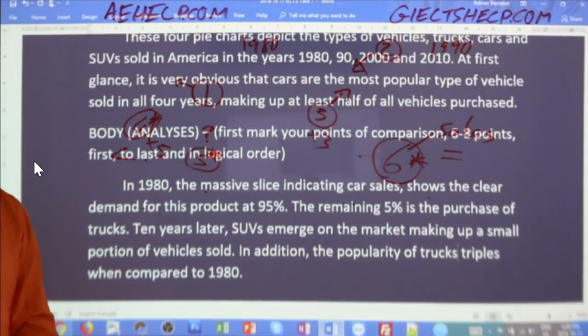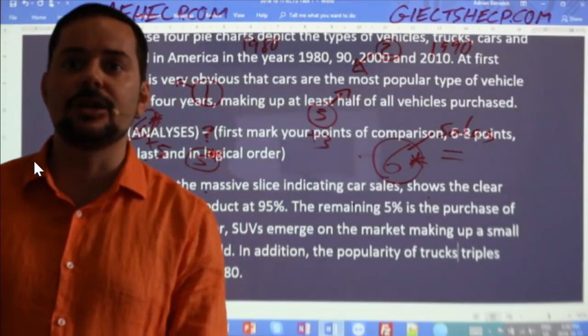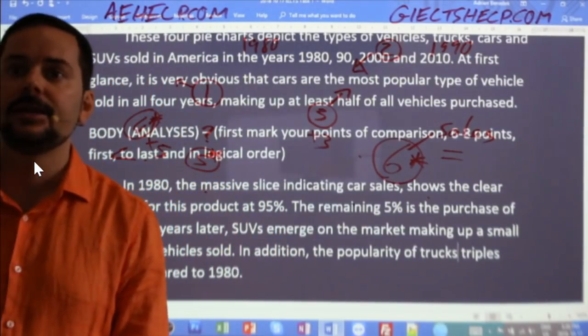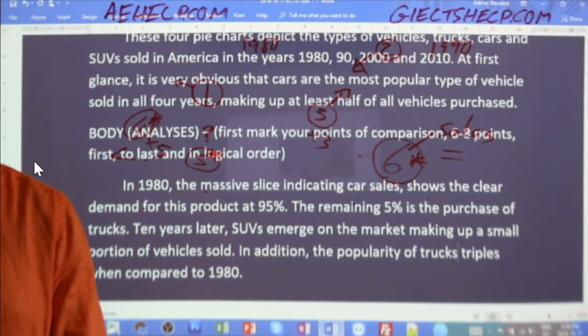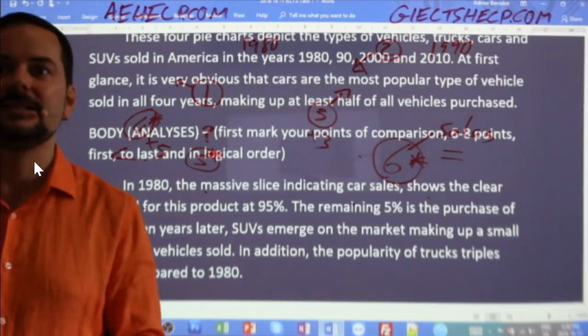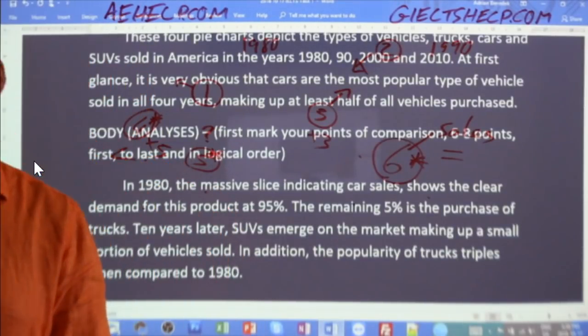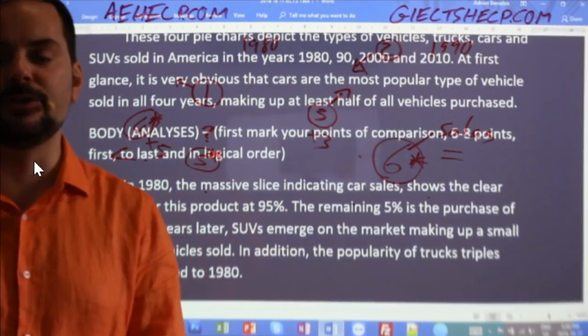So Naveen Kumar says, a decade later, SUVs start gaining popularity. Yeah, absolutely. That's a good way to say it. Start gaining, I don't know if I'd say popularity, Naveen, because 6% is a little bit tricky. But you're on the right path. You're not going to lose marks for that. You are on the right path.